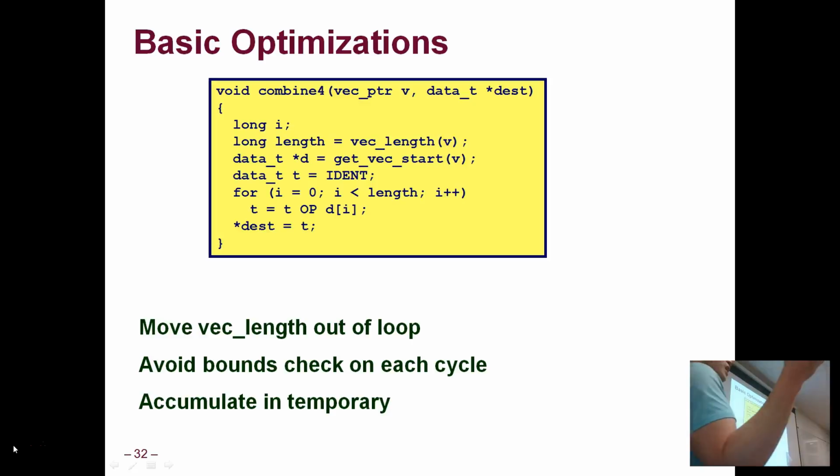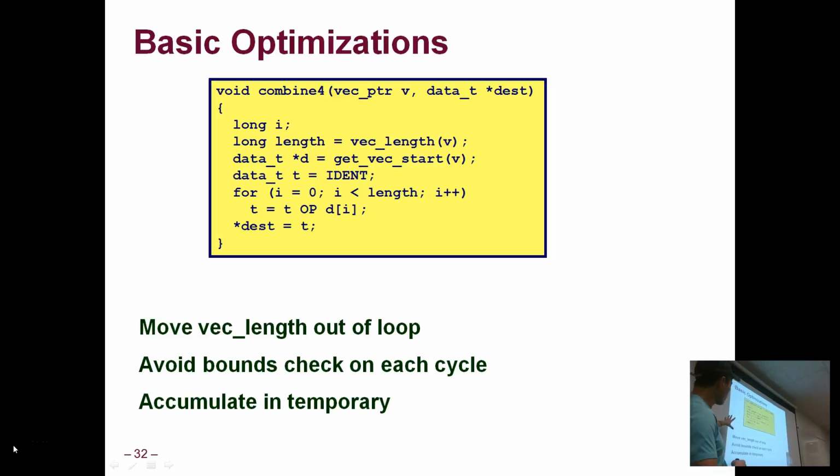So our basic optimizations, we got to combine 4. We've gotten 4 iterations of it. It was to move the vector length over to the outside of the loop, avoiding the bounds check on each cycle. And we're basically just doing direct access and then accumulating in the temporary.